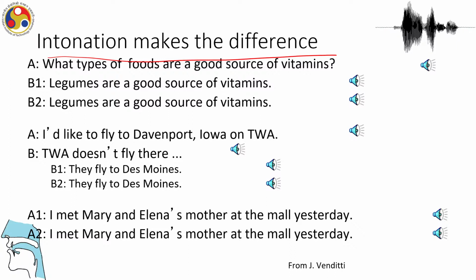So we had seen how intonation makes a difference. Remember how we played these sentences. What types of foods are good source of vitamins? The response could be legumes are a good source of vitamins, or legumes are a good source of vitamins, or legumes are a good source of vitamins. So you can have three different ways of answering depending on what the question is. If you have what types of foods are good source of vitamins, you can say legumes are a good source of vitamins, or you can say legumes are a good source of vitamins.